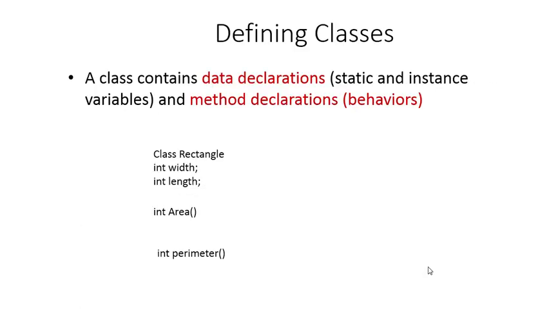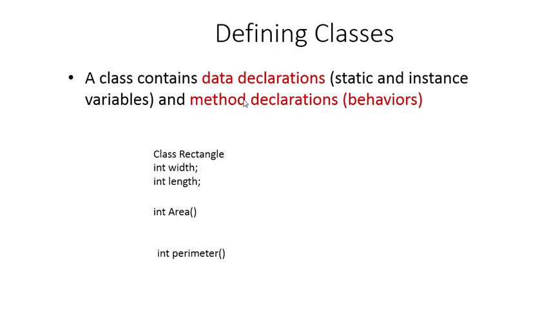Next one, class. After we discuss the object, we have to move to the class. Class contains data declaration. In data declaration, we have to see static and instance variable, and method declaration. Method means we are talking about the behavior. So in other simple words, class is a collection of objects that have similar type of data and similar types of methods.